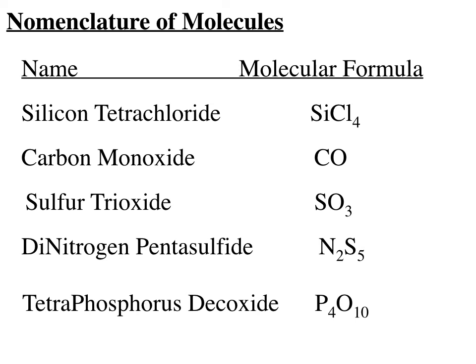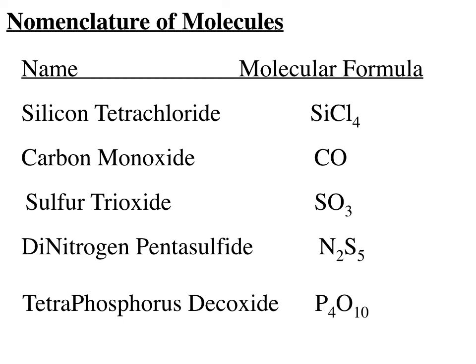Now, notice one interesting point with regard to this: I still use the -ide ending for the second named material, just like I did in the ionic nomenclature. So that is a holdover from the ionic, or it's the same convention in the ionic and the polar covalent nomenclature. So carbon monoxide is a carbon combined with a single oxygen.